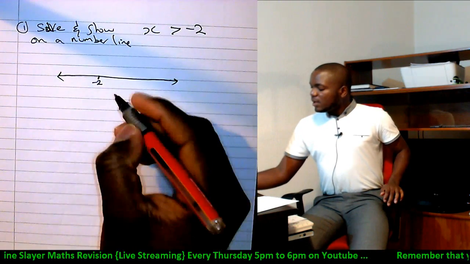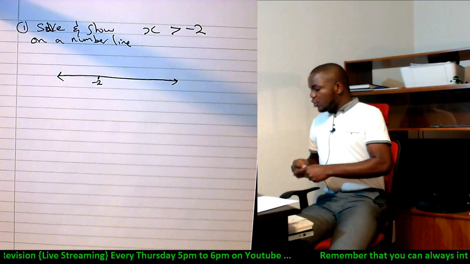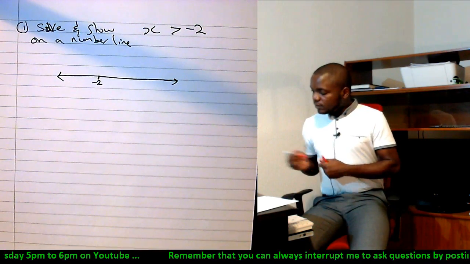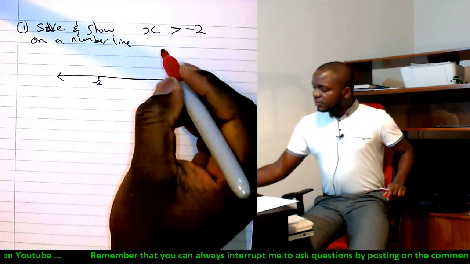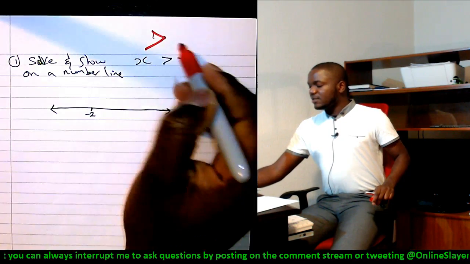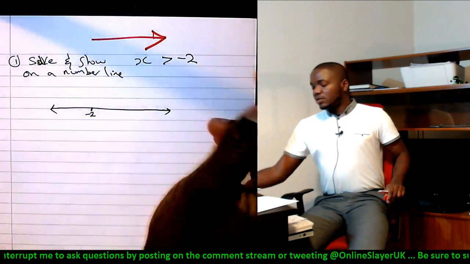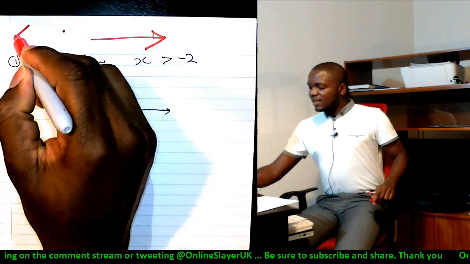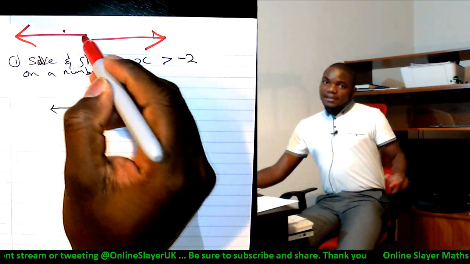3. The question is, how do we show values of x greater than minus 2? Greater than minus 2. Look at the greater than sign. It looks like this, doesn't it? It's telling you to the right, to the right. The less than sign is like this. It's telling you to the left, to the left.